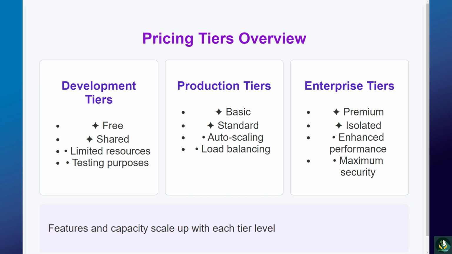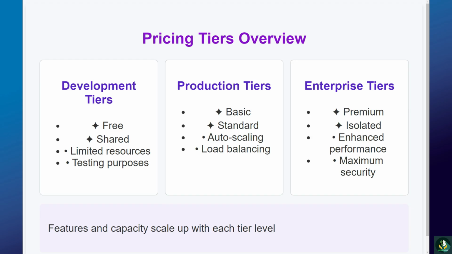Moving up to the basic tier, we enter the realm of dedicated computing resources. This tier is ideal for applications with moderate traffic requirements. You get 10 GB of storage and can scale up to 3 instances. The basic tier introduces built-in load balancing, distributing traffic automatically across your instances. While it doesn't support auto-scaling, it provides a stable environment for applications that have predictable traffic patterns.